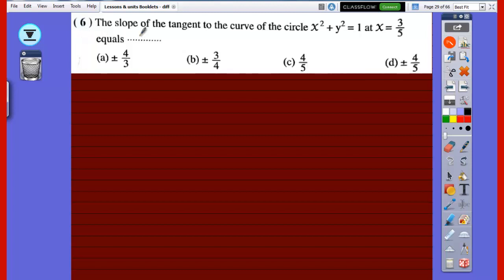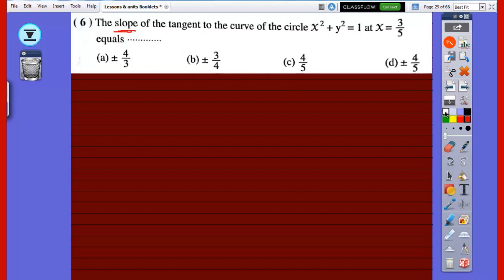Question number 6. The slope of the tangent to the curve of the circle x² + y² = 1 at x = 3/5 equals: A) ±4/3, B) ±3/4, C) 4/5, or D) ±4/5. Here the required is to find the slope of the tangent.